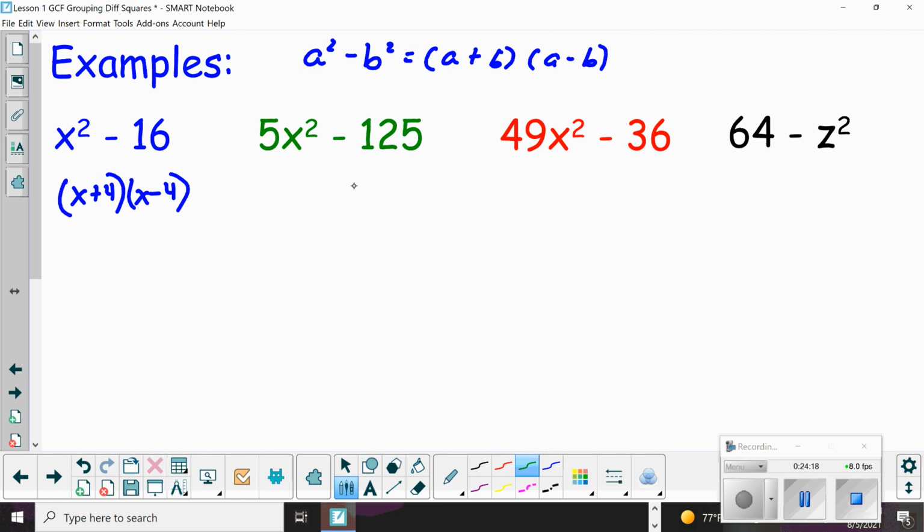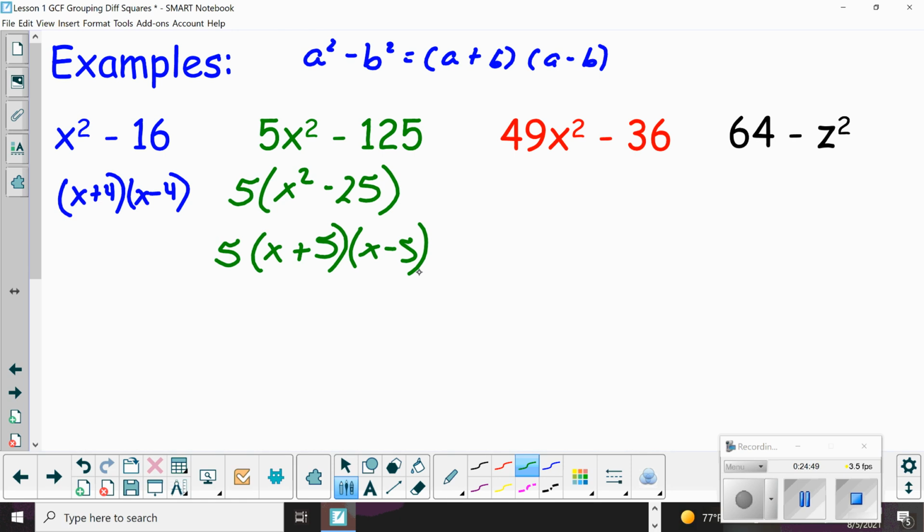5x squared minus 125 is, 5 is not a perfect square. Oh, wait, greatest common factor. If I take a 5 out first, that leaves me with x squared minus 25. Now, I still have the 5. I can't lose that. But then the square root of x squared is x. The square root of 25 is 5. And then I do the difference. Does it matter if the sum or the difference is first? It doesn't. By convention, we put a greatest common factor out front, but again, it wouldn't make it right or wrong.